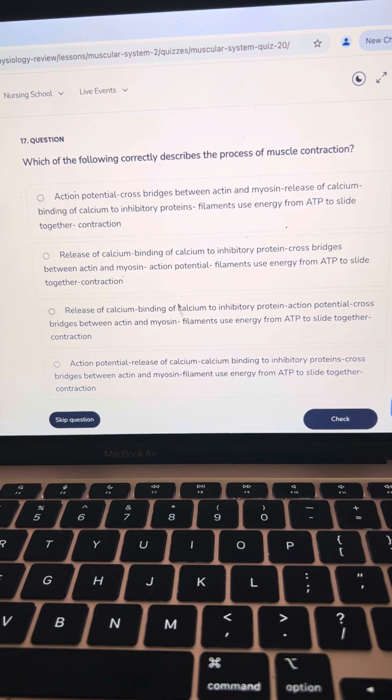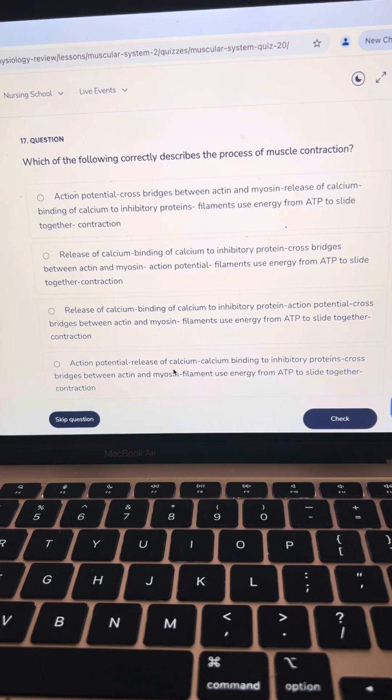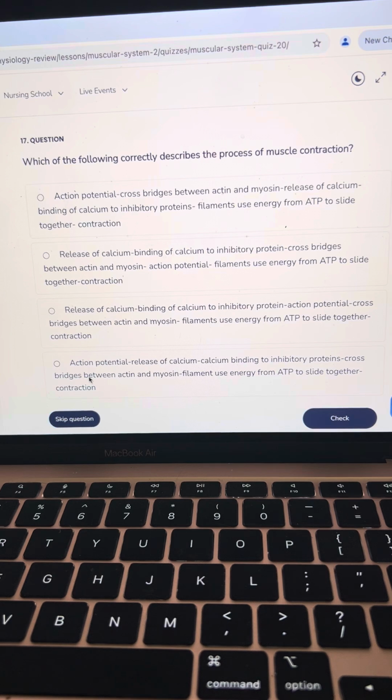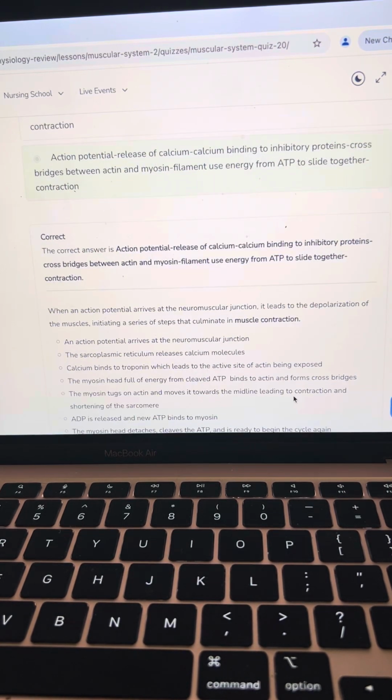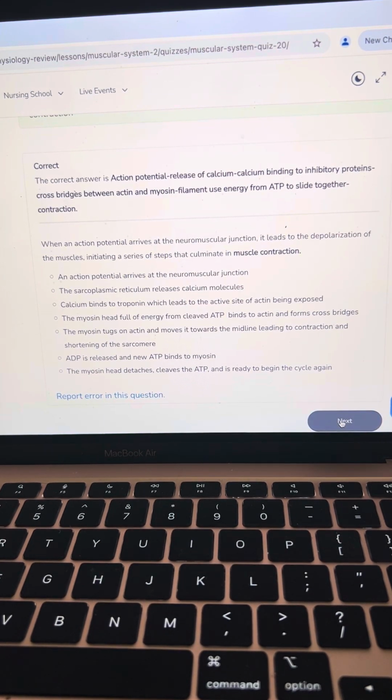And I'm gonna say action potential, okay, release of calcium, then the calcium will bind. So this doesn't say release of calcium. Release of calcium, then calcium binds to the proteins. Then here we go, cross bridges between actin and myosin occur, filament uses energy from ATP to slide together for the contraction. I'm picking this one right here, guys. All right. And there it is. And it's going to give you the whole thing right there again. So pause, and there it is.